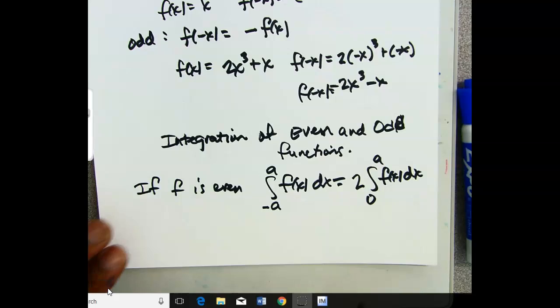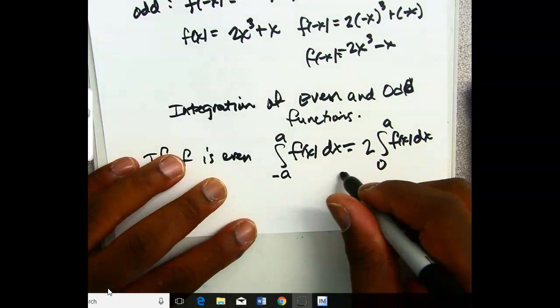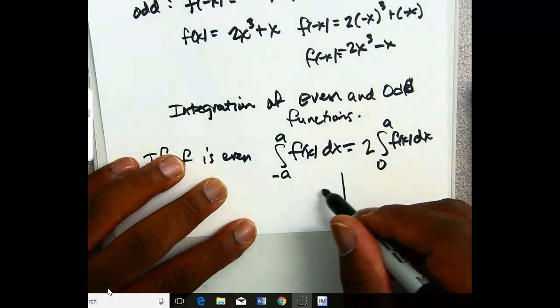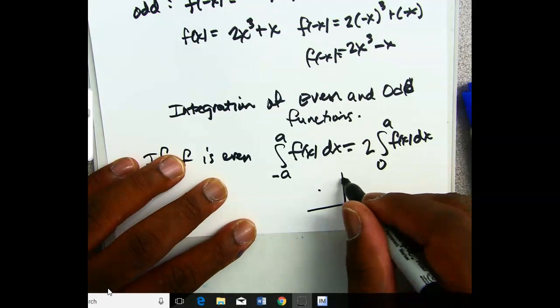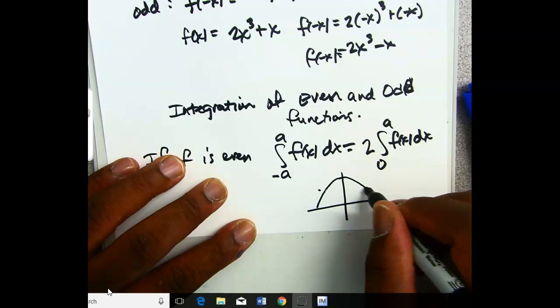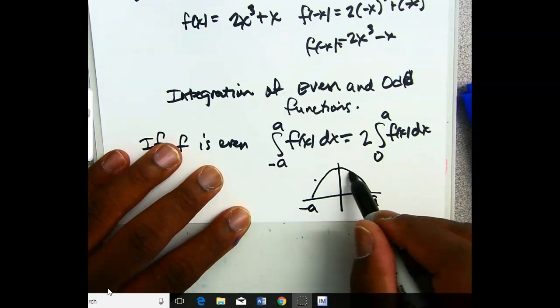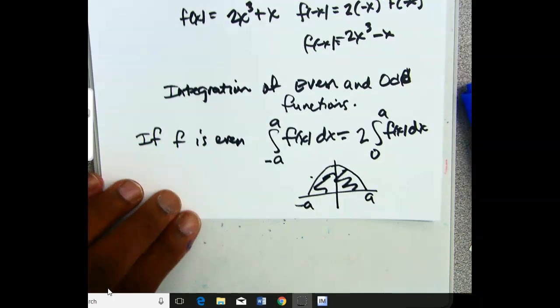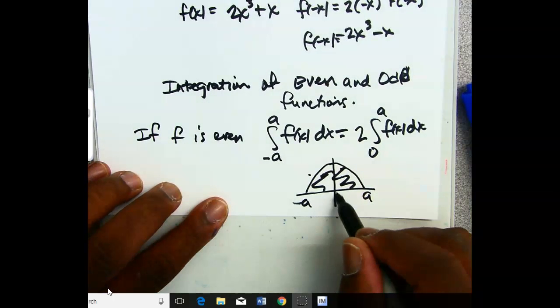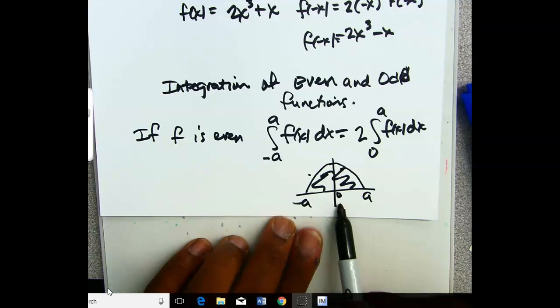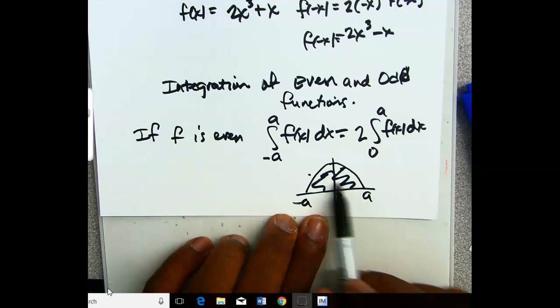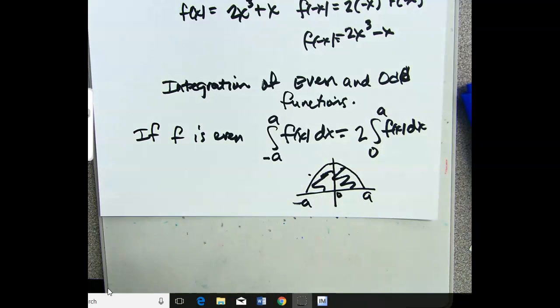So that's with your even function. So example, if you had something like this, and this goes from negative a to a, and we wanted the area under the curve here, why don't I just take the integral from 0 to a and multiply by 2, because both of these areas are going to be the same. Now, in the long run, it really doesn't matter. I could go from negative a to a.